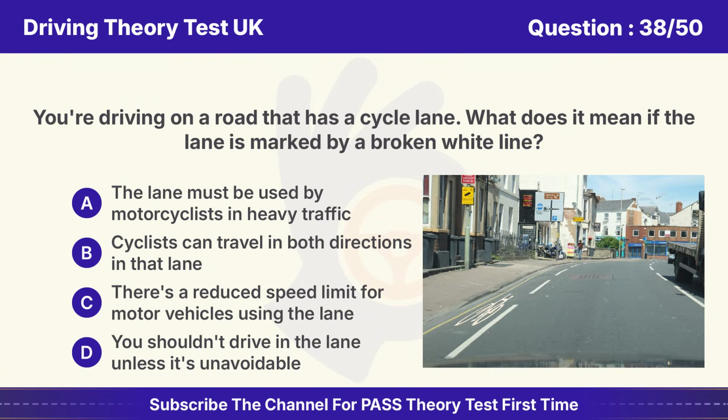Question 38. You're driving on a road that has a cycle lane. What does it mean if the lane is marked by a broken white line? Answer is D. You shouldn't drive in the lane unless it's unavoidable.